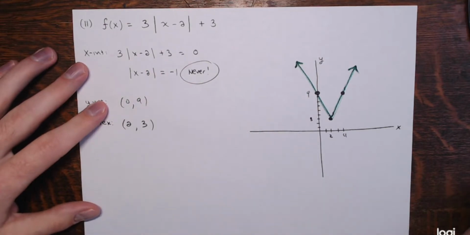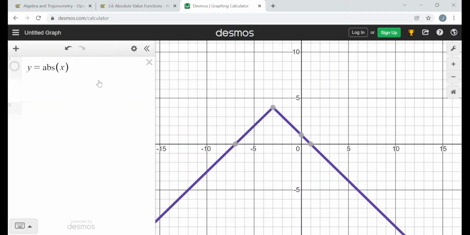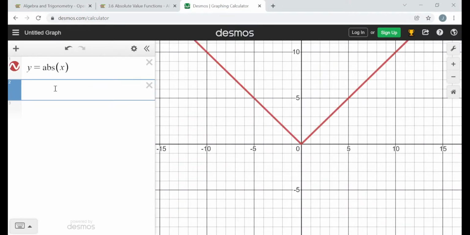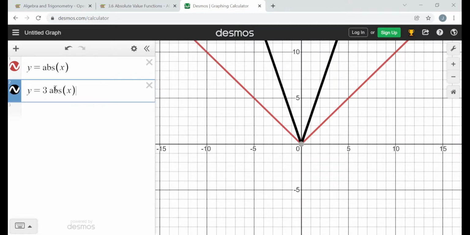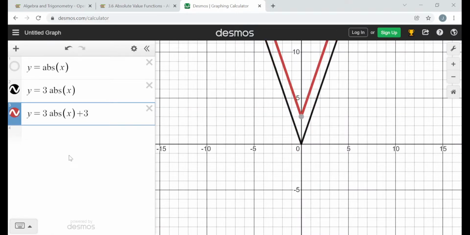Right, let's see those happening back in Desmos. So again, we're starting with the absolute value function. Then I said let's put that times 3 in front of it. This will cause a vertical stretch by a factor of 3. Hopefully you can see that. Then I added 3 to this, moving it up 3. So take the previous rule and just add 3. That moves it up 3 units.